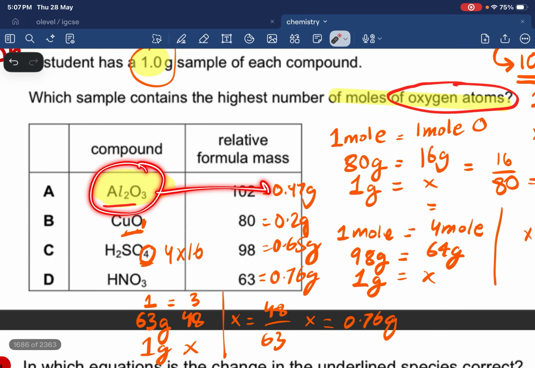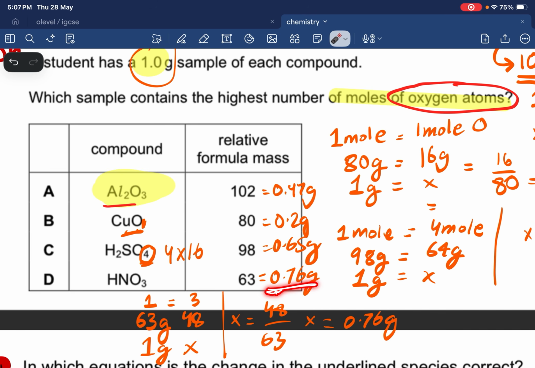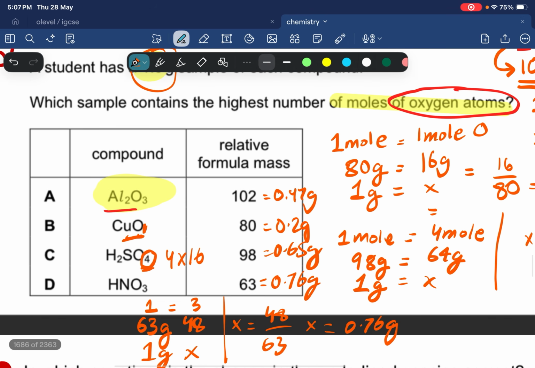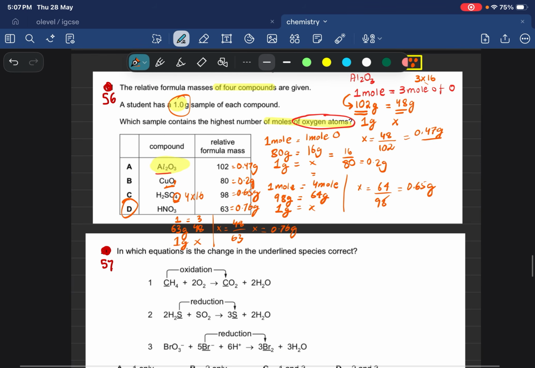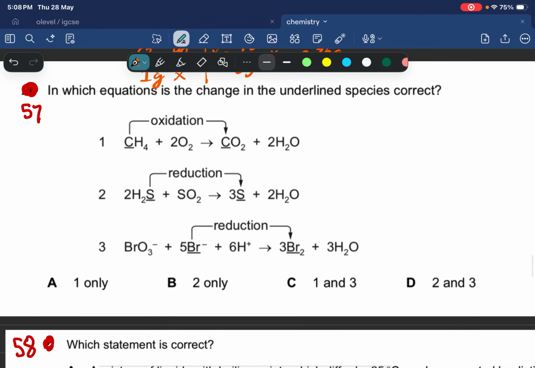Now, just by looking at the mass of oxygen in each 1 gram, 1 gram of this will have this much oxygen, 1 gram of this will have this much, and so on. So just by looking at the mass of oxygen, I can tell, since this has the largest mass, it's going to have the highest amount of atoms. I am not calculating the atoms, but I know this has the largest mass. So this is simple, easy.